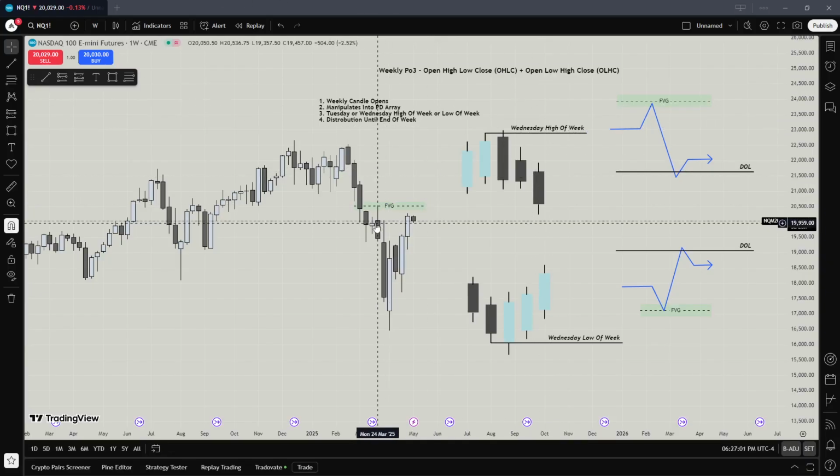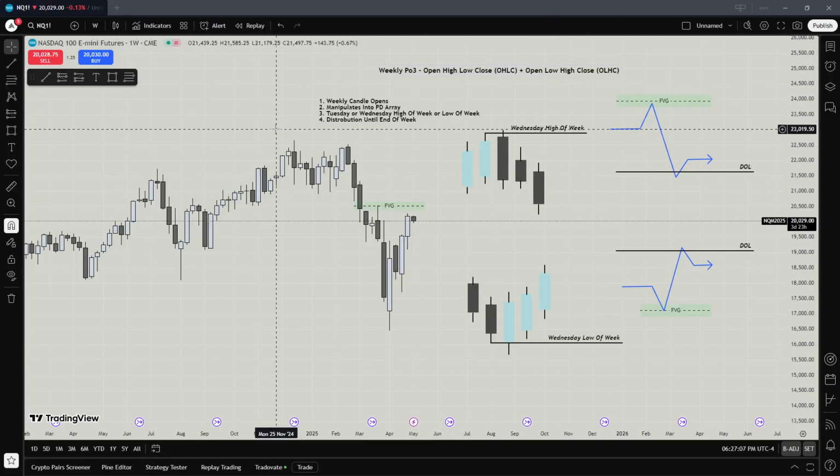Recently, right here, this week, the 24th, we had a perfect open, high, low, close. So we're going to go over that. And if we can find an open, low, high, close, then we will do that.